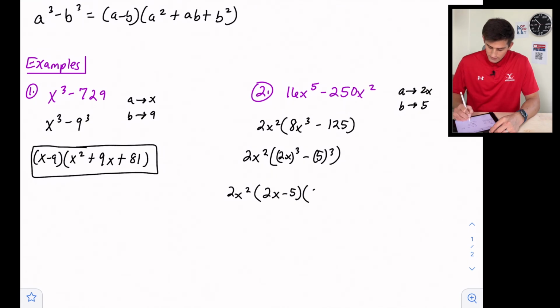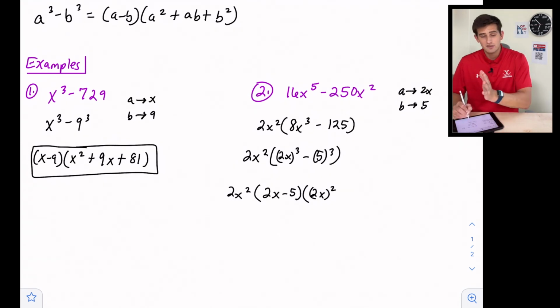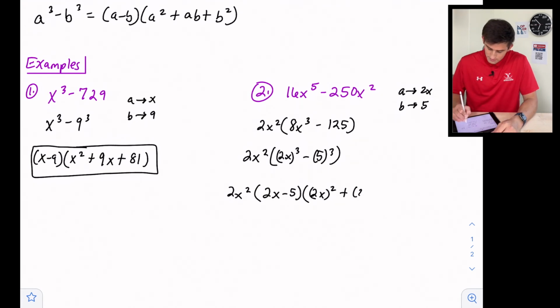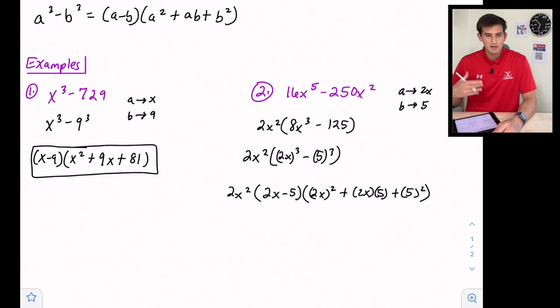A squared, so that's going to be 2x squared. Notice how I put that in parentheses there, because that's eventually going to become 4x squared. And then we have plus 2x times 5 and plus 5 squared. So you can see I'm showing my work a little bit more on number 2. So now we need to go through and simplify a little bit.